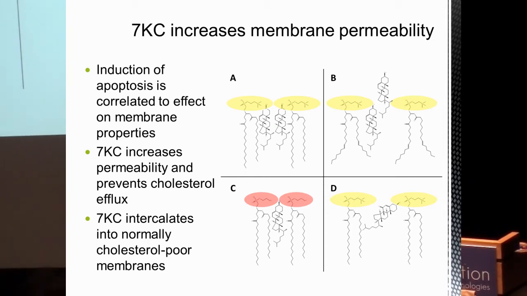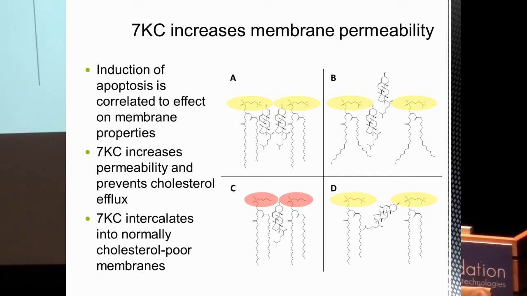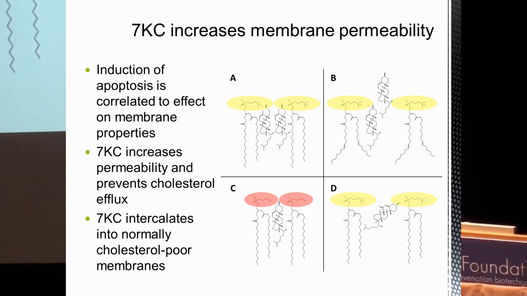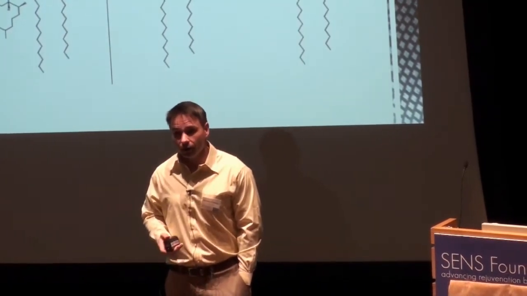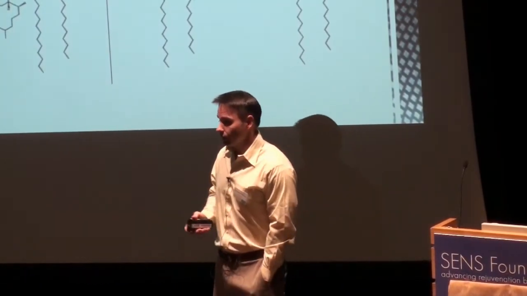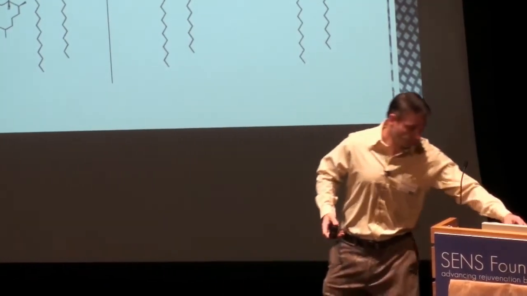It also can result in cholesterol depletion in the cell membrane. So 7-KC increases permeability, it prevents cholesterol efflux, but also limits cholesterol in the cell. And 7-KC can intercalate into normally cholesterol-poor membranes, such as the ER. When it incorporates in the ER, it can cause initiation of the unfolded protein response.